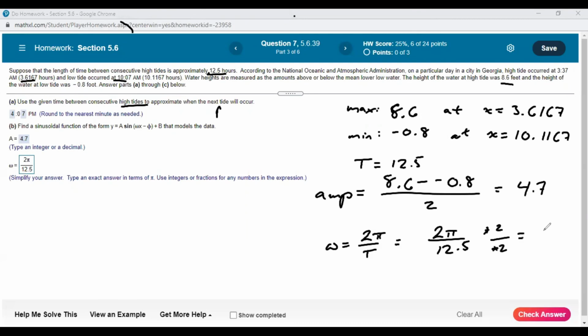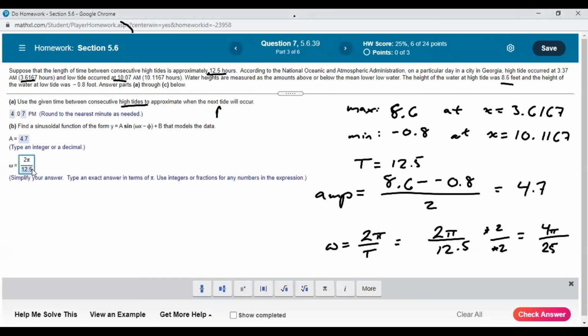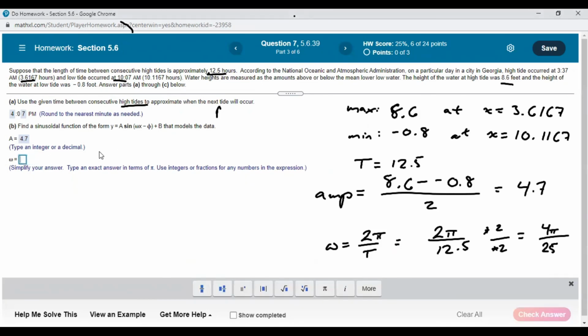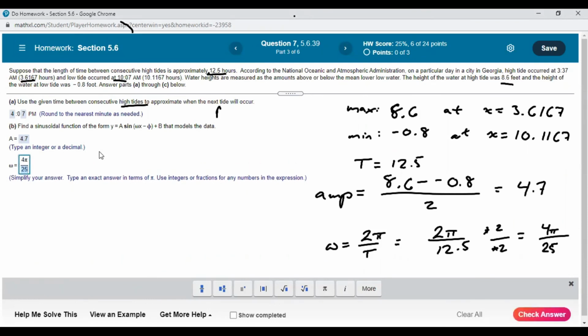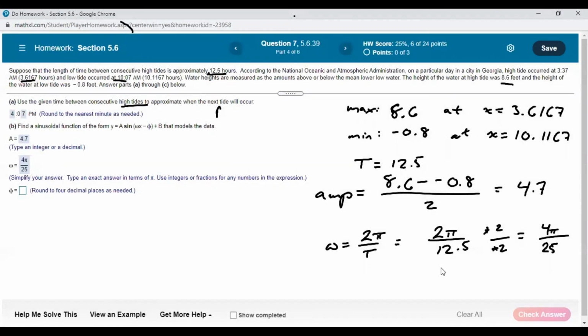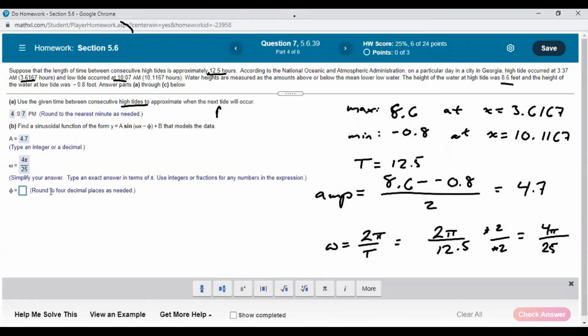So this is not something that we would usually want to do, but the computer basically makes us here. So 4 pi over 25 would be the simplified version of this, just as it was in our other example. So 4 pi over 25. So that's what they want from us here. And then for the phi, we don't know the phi yet, actually. We have to work our way to it.